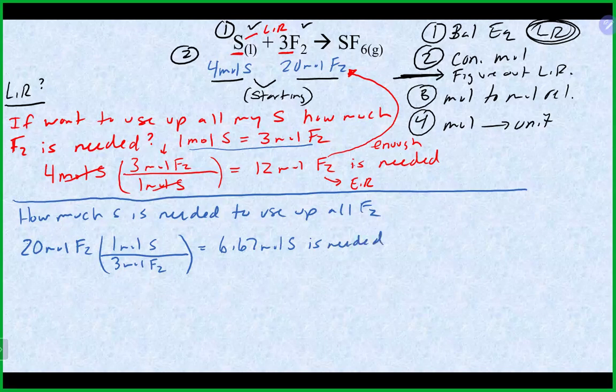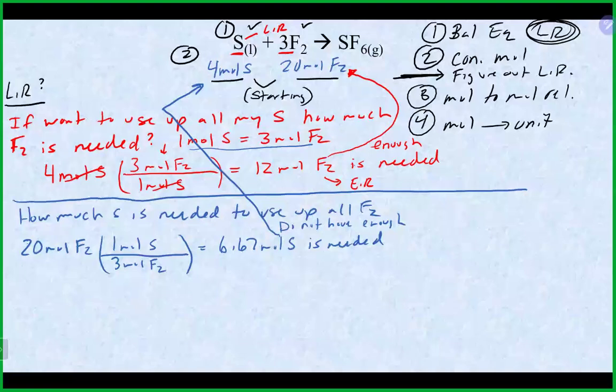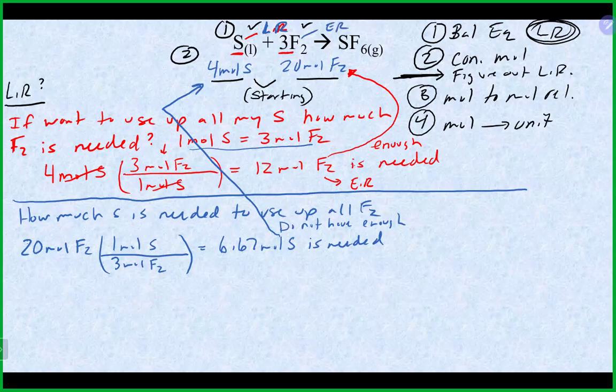Now, if I took the moles of sulfur needed and compared it to how many moles of sulfur I'm starting with, do I have enough? I do not. I need 6.67 and I only have 4 to start with. I do not have enough. So that again tells me the sulfur is my limiting reagent and my fluorine is the excess reagent.